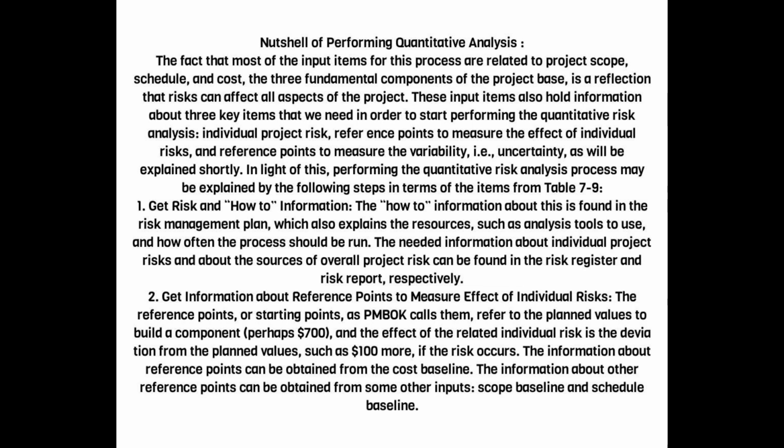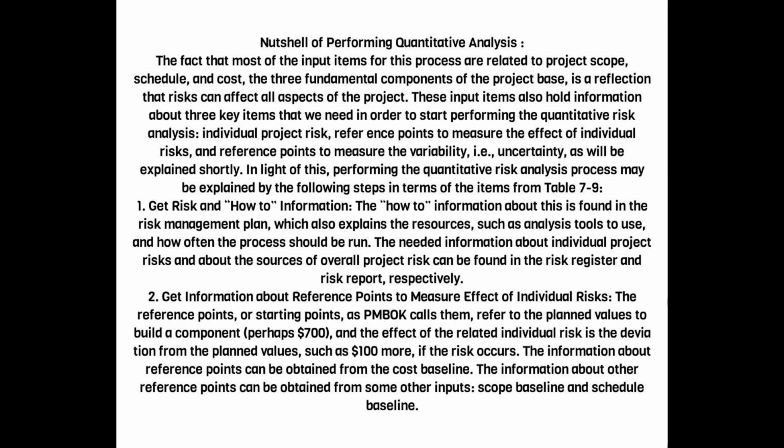In light of this, performing the quantitative risk analysis process may be explained by the following steps in terms of the items from Table 7-9. 1. Get risk and how-to information. The how-to information about this is found in the risk management plan, which also explains the resources, such as analysis tools to use, and how often the process should be run. The needed information about individual project risks and about the sources of overall project risk can be found in the risk register and risk report, respectively.